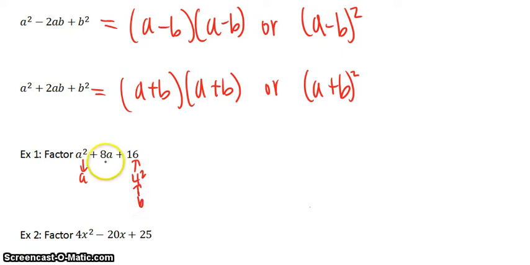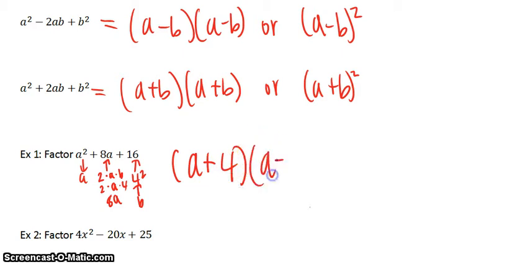So if you think about it, 2 times a times b, in our case, 2 times a, which is a, times b, which is 4, gives us 8a, which is what we have. So this is a perfect square trinomial. So we know that a is a and b is 4, so we're going to write it as (a + 4)(a + 4). Okay? You could have it with the square as well. So there we go. Next one.